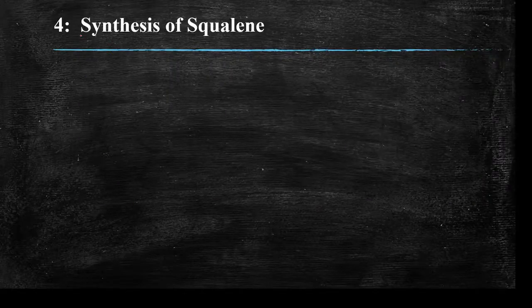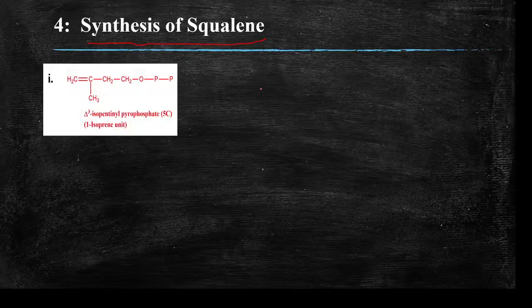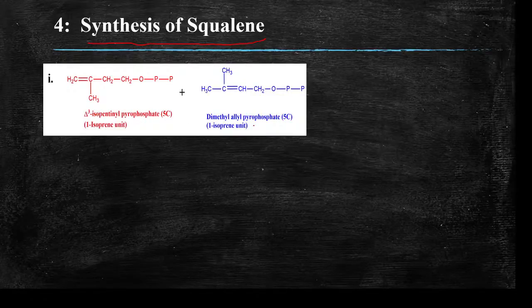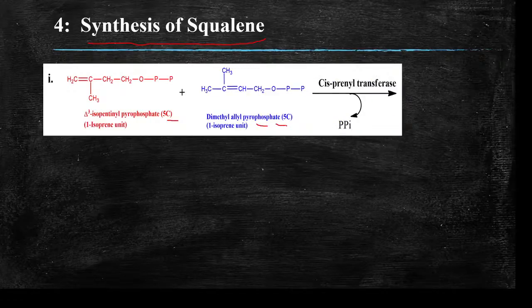The fourth step is the synthesis of squalene. Here the isoprenoid units will now start joining and make bigger, larger molecules. A delta 3 isopentenyl pyrophosphate will combine with dimethyl allyl pyrophosphate: 5 carbon unit plus 5 carbon unit.